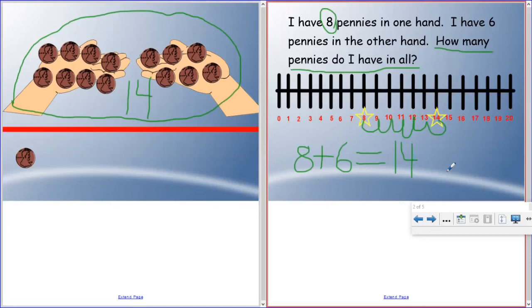Did you notice how it started with the number 8 and then we ended up with the number 14? Did you notice how the number went up? That's because we added more. When you add more, the number goes up. It increases. You did a great job solving today's math problem.